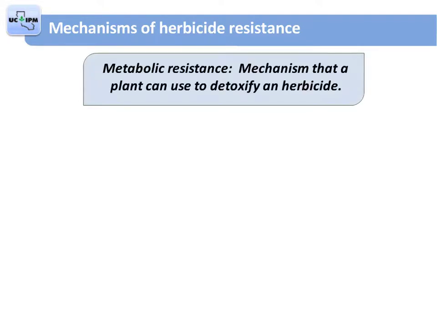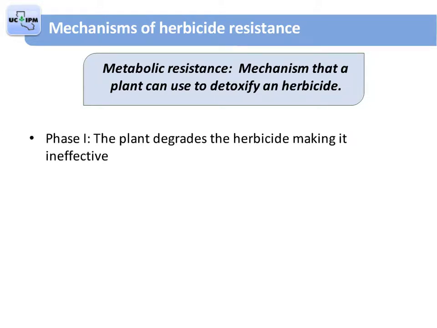Metabolic resistance is a mechanism that the plant can use to detoxify an herbicide. So in phase 1 of pesticide metabolism, when a pesticide enters the plant, the first defense the plant has is to degrade the molecule, making it ineffective before it can reach the site of action within the plant. The plant may oxidize the pesticide molecules. However, under certain conditions, the oxidized molecules may go back to the original form. Therefore, the plant needs to do more than just oxidation to get rid of toxic molecules.